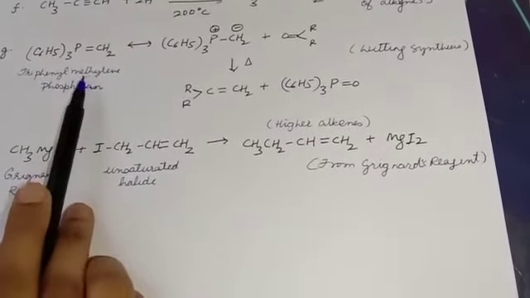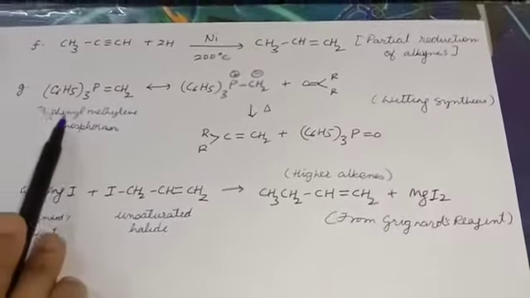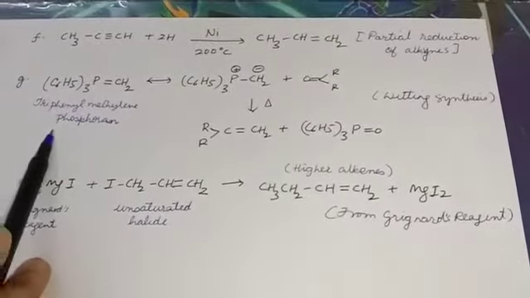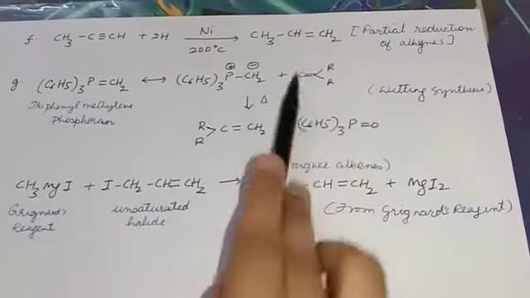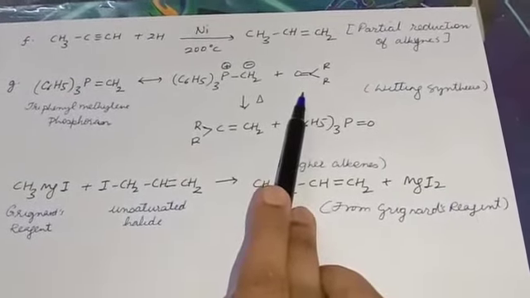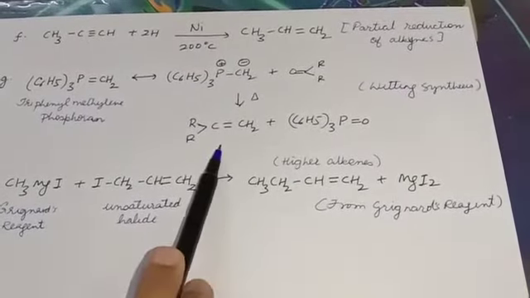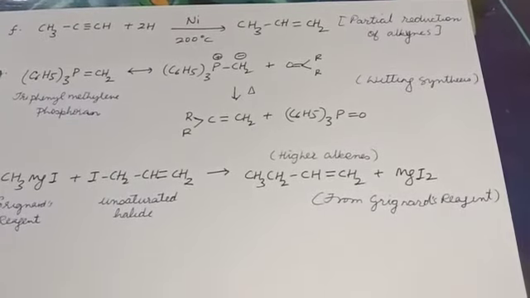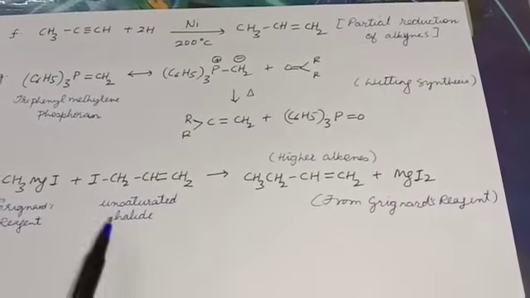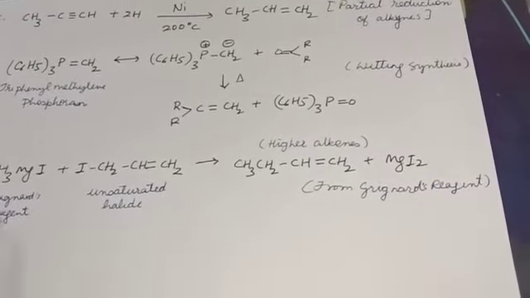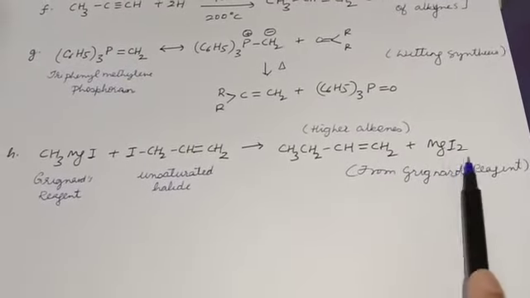So the seventh is the Wittig synthesis. Here triphenyl methylene phosphorane is the Wittig reagent, and it can be written in this form. When this is heated in the presence of an aldehyde or a ketone, derivatives of ethylene are formed. And the last is the Grignard reagent. Here we can see if we have this unsaturated halide, and it is heated with the Grignard reagent, we can have a variety of higher alkenes with the release of MgI2.